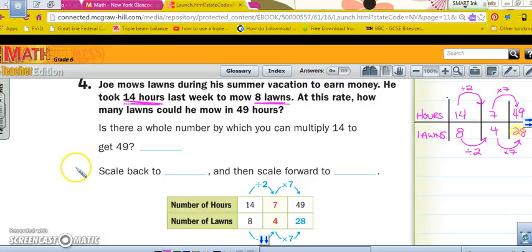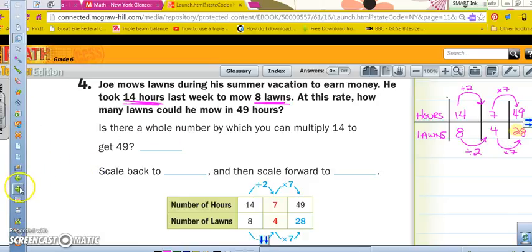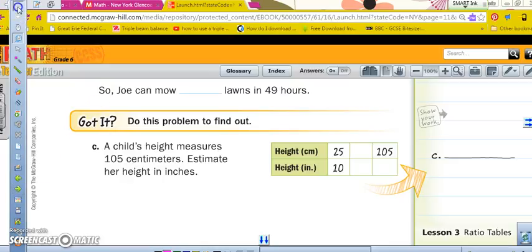is 28. Now, if it helps you, you can highlight the thing you're looking for before you even start solving the problem. That way you know what your final answer is. Okay? Let's look at the next one.